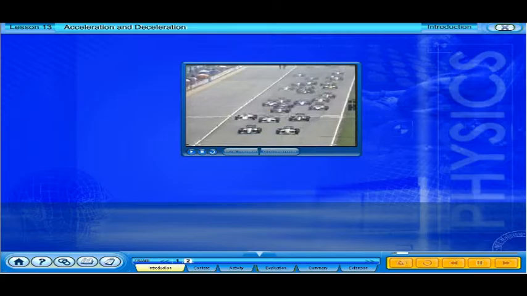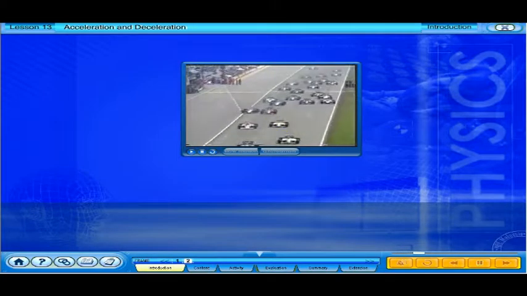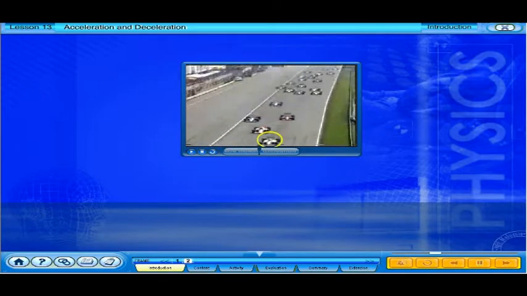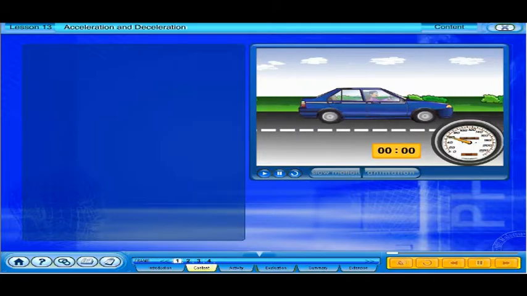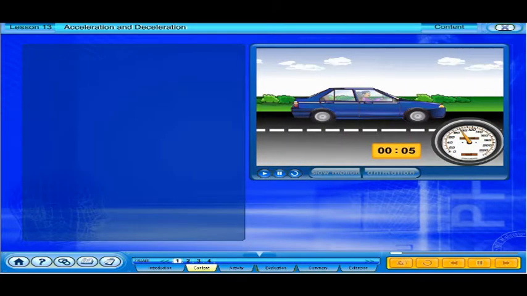Have you ever watched a Formula One race? Observe the highlighted car. What can you deduce about its velocity? The car is moving faster and faster. The velocity of the car increases. The speedometer shows that the velocity of the car is increasing.